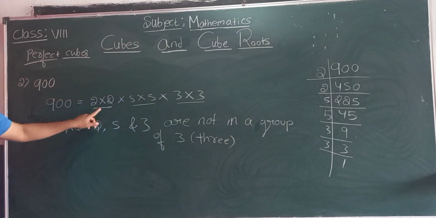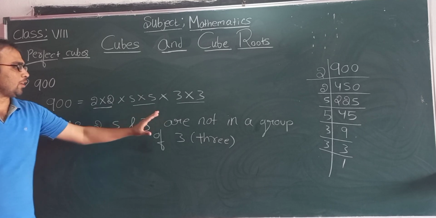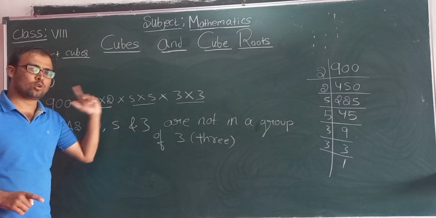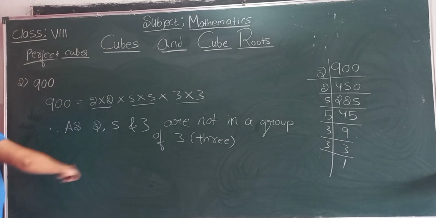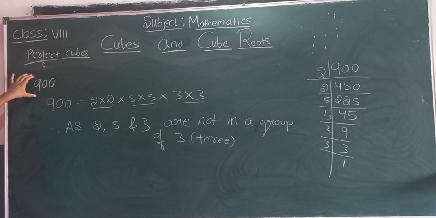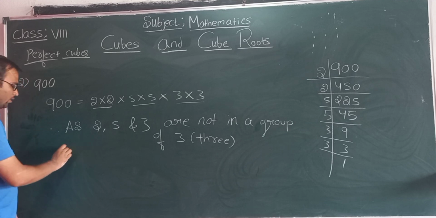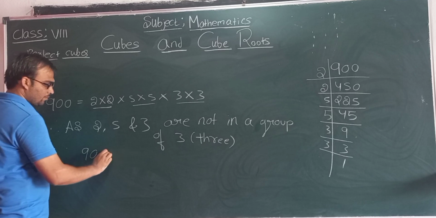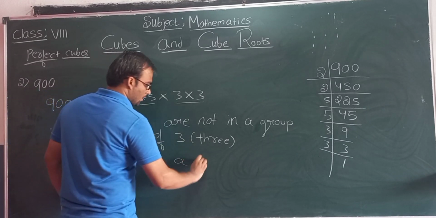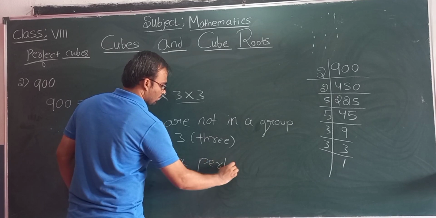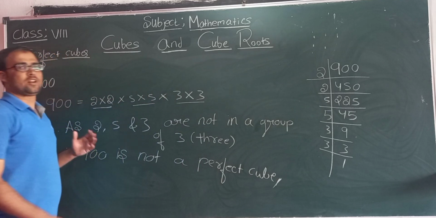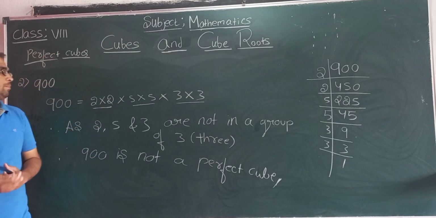As 2, 5, 3 are not in a group of 3, they are in a group of 2. But what we want is a group of 3. So as they are not in a group of 3, we can conclude that the given number 900 is not a perfect cube. Okay, as they are not in a group of 3, it is not a perfect cube.